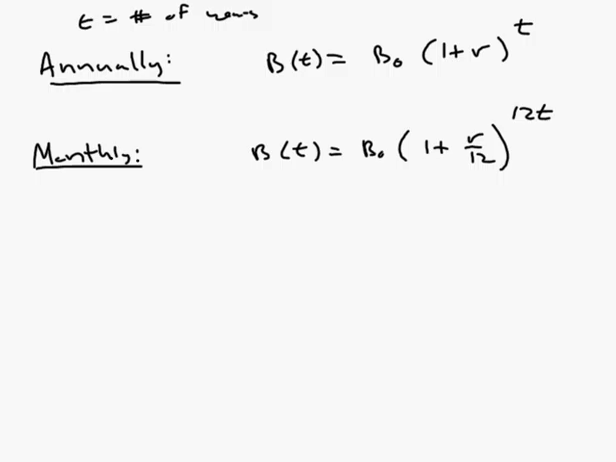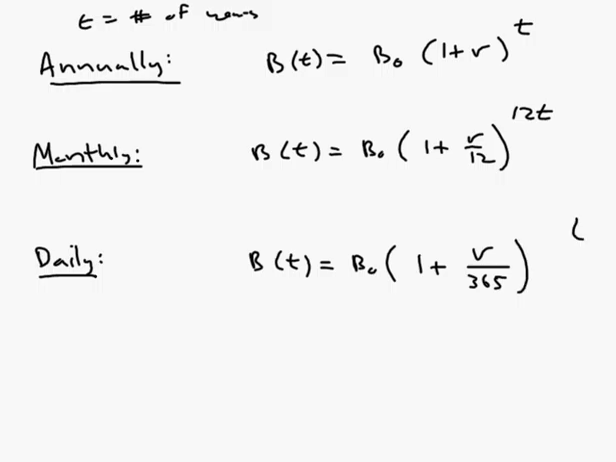Okay? And then I think we talked about daily. We talked about weekly also. I'll skip that. But daily, B of t equals B sub 0 times 1 plus the rate over 365, to the 365t. You get 1/365th of that rate every day. But for every year that goes by, you get that 365 times.